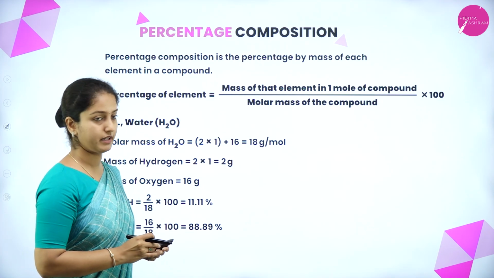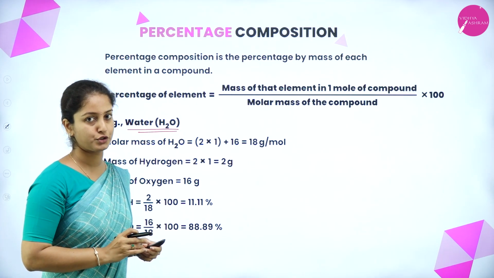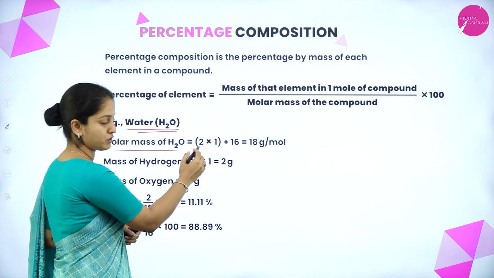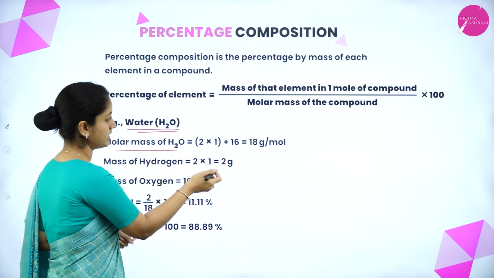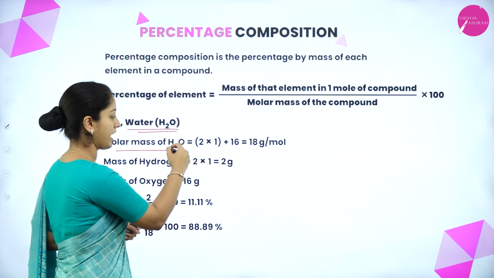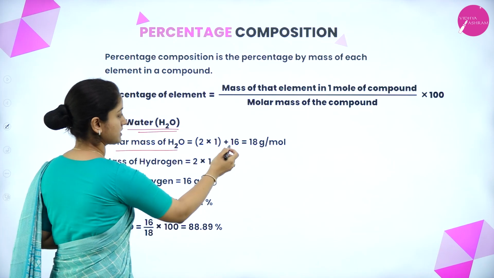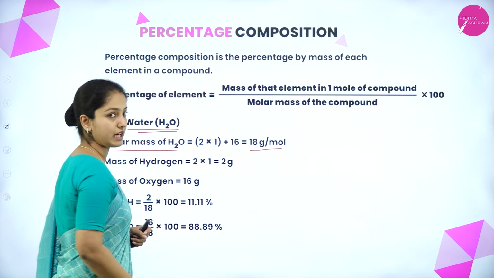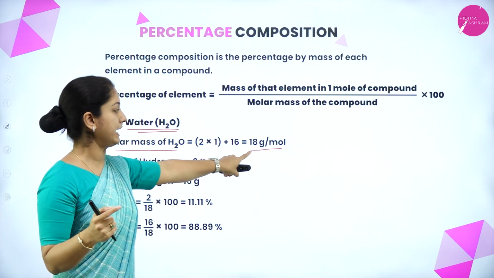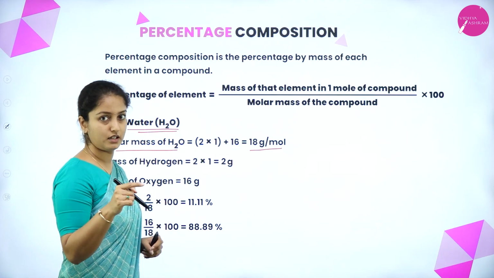Now, we shall understand this with the example of water, which has the molecular formula H2O. The molar mass of H2O: 2 atoms of hydrogen and 1 atom of oxygen are present. So, it is 2 × 1, where 1 represents the atomic mass of hydrogen, plus 16, since 1 atom of oxygen is there. 2 plus 16 gives 18 grams per mole. 1 mole of water molecules weighs 18 grams. Now, the mass of hydrogen, we know, is 1 gram.